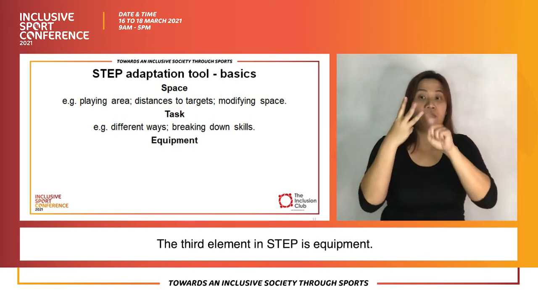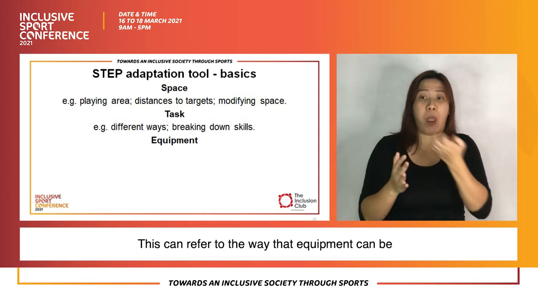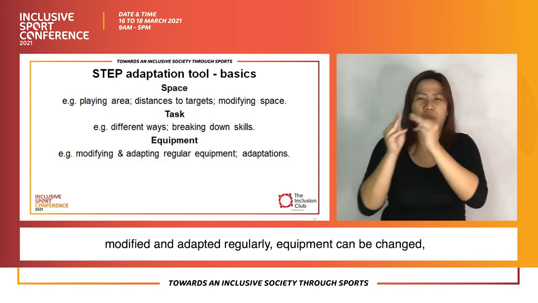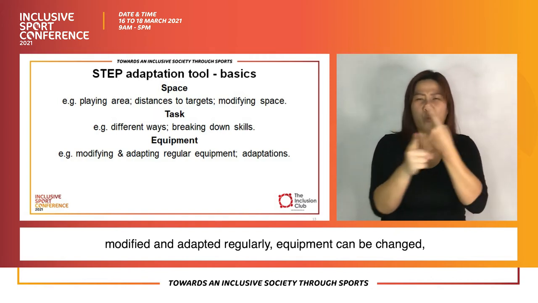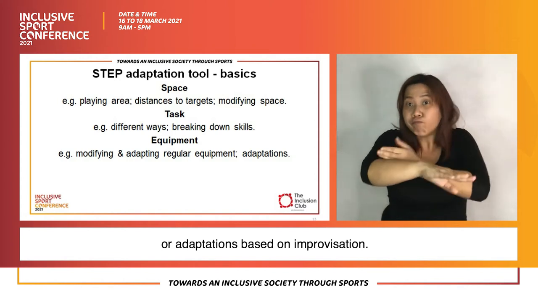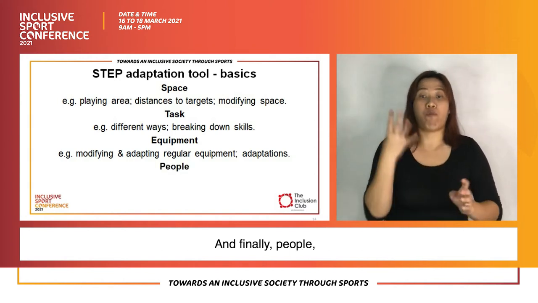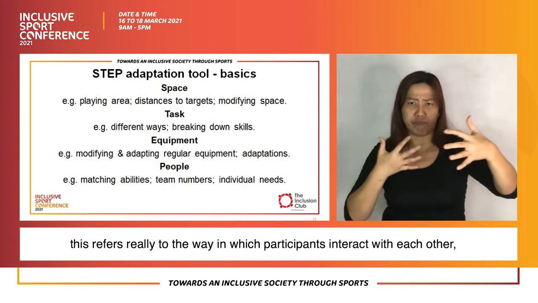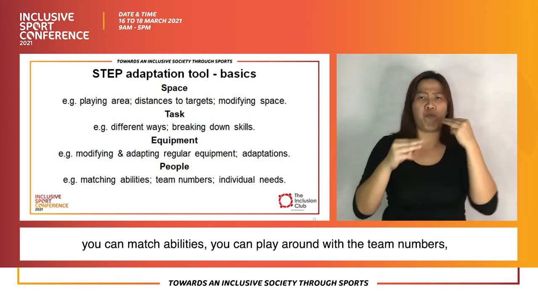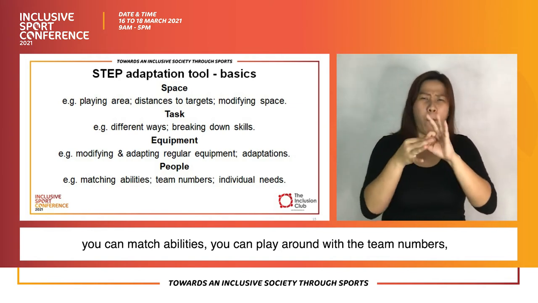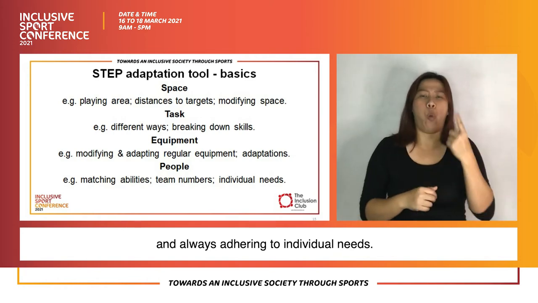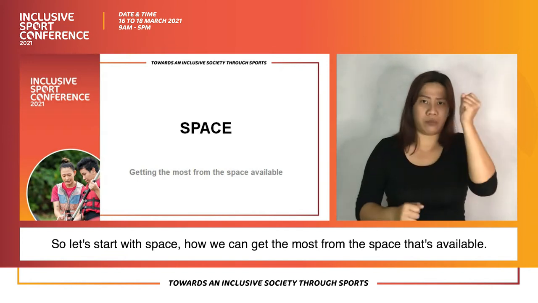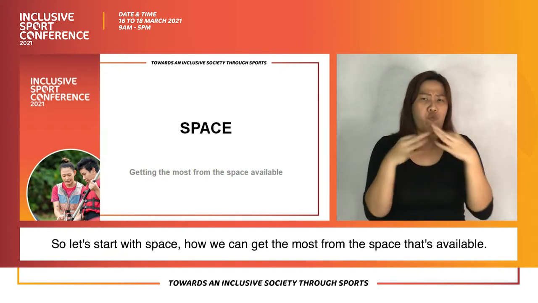The third element in STEP is equipment, and this can refer to the way that equipment can be modified and adapted. Regular equipment can be changed, or adaptations based on improvisation. And finally, people. This refers really to the way in which participants interact with each other. You can match abilities, you can play around with the team numbers, and always adhering to individual needs. So let's start with space. How we can get the most from the space that's available.